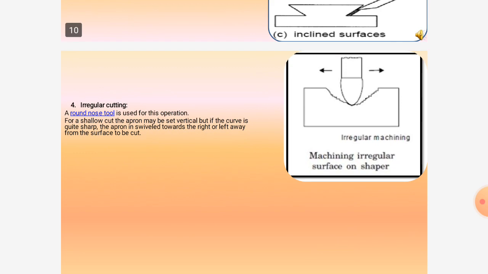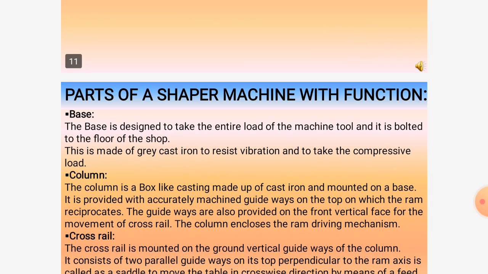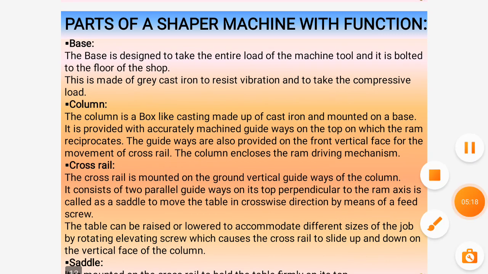Irregular cutting. A round nose tool is used for this operation. For a shallow cut, the apron may be set vertical, but if the curve is quite sharp, the apron is swiveled towards the right or left, away from the surface to be cut. Now we will discuss parts of a shaper machine with their functions.